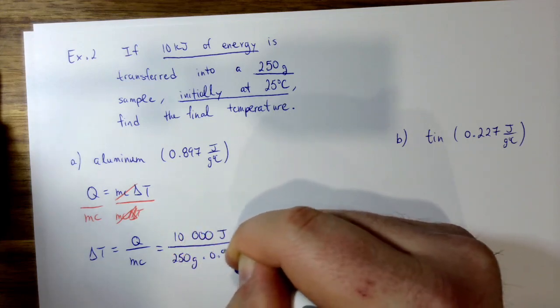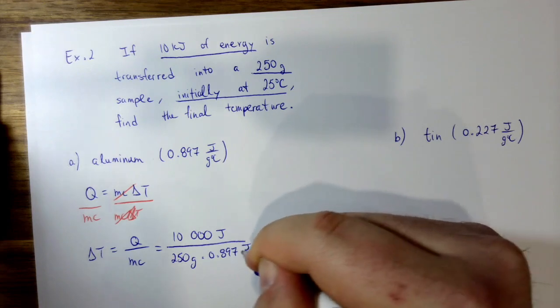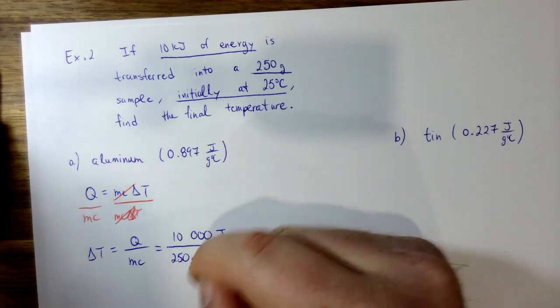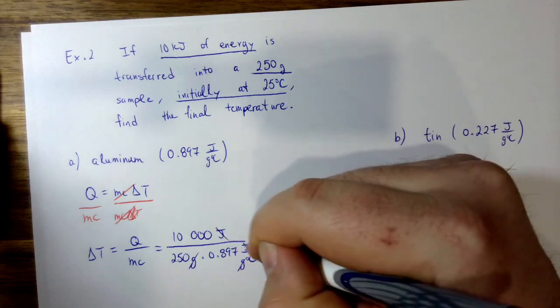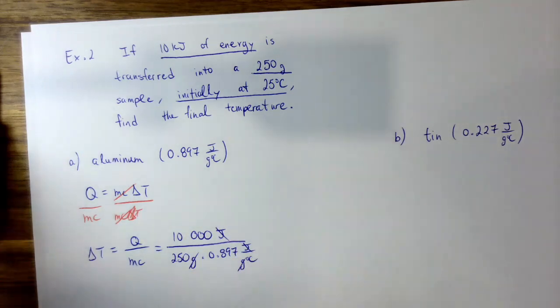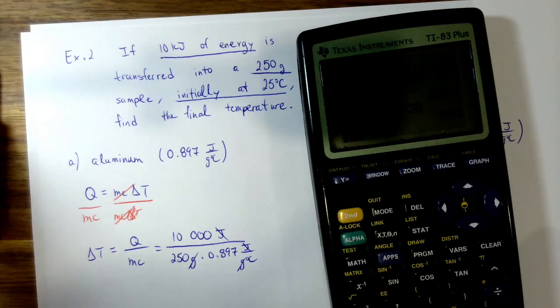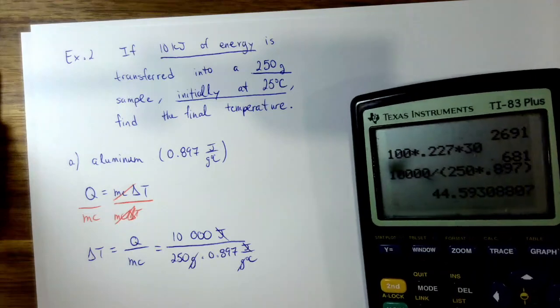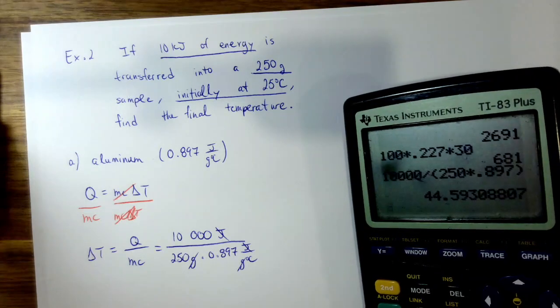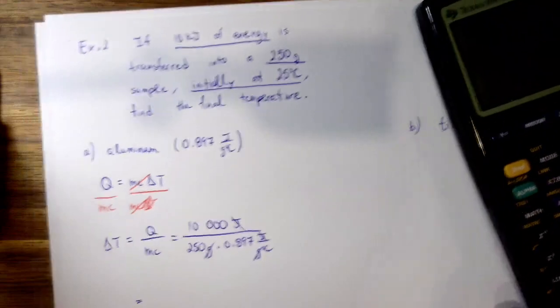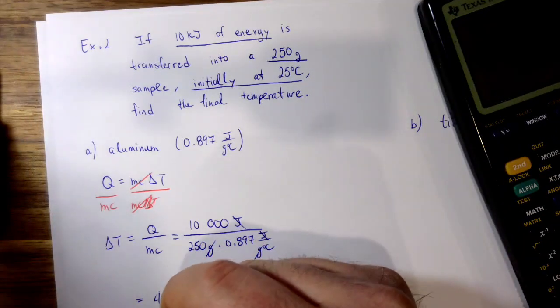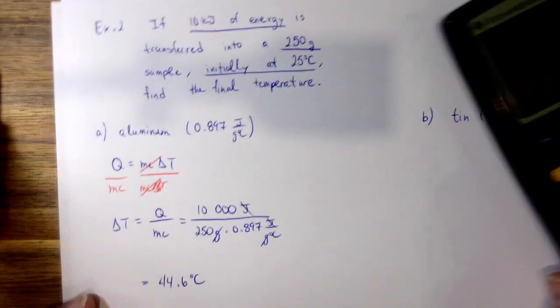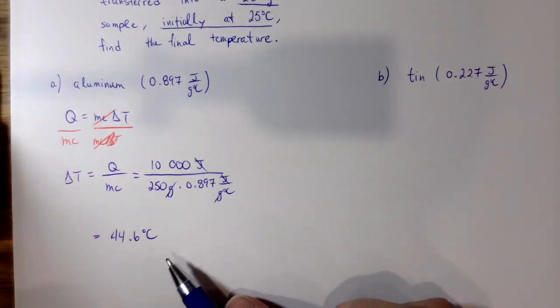And I have my heat capacity for aluminum. Grams cancel grams, joules cancel joules. I'll be left with degrees Celsius. Remember to use your brackets here. You can see that I've used 10,000 divided by 250 times 0.897. And that gives me 44.6 degrees Celsius. Now, careful here, because that's the change in temperature. That's not my final.